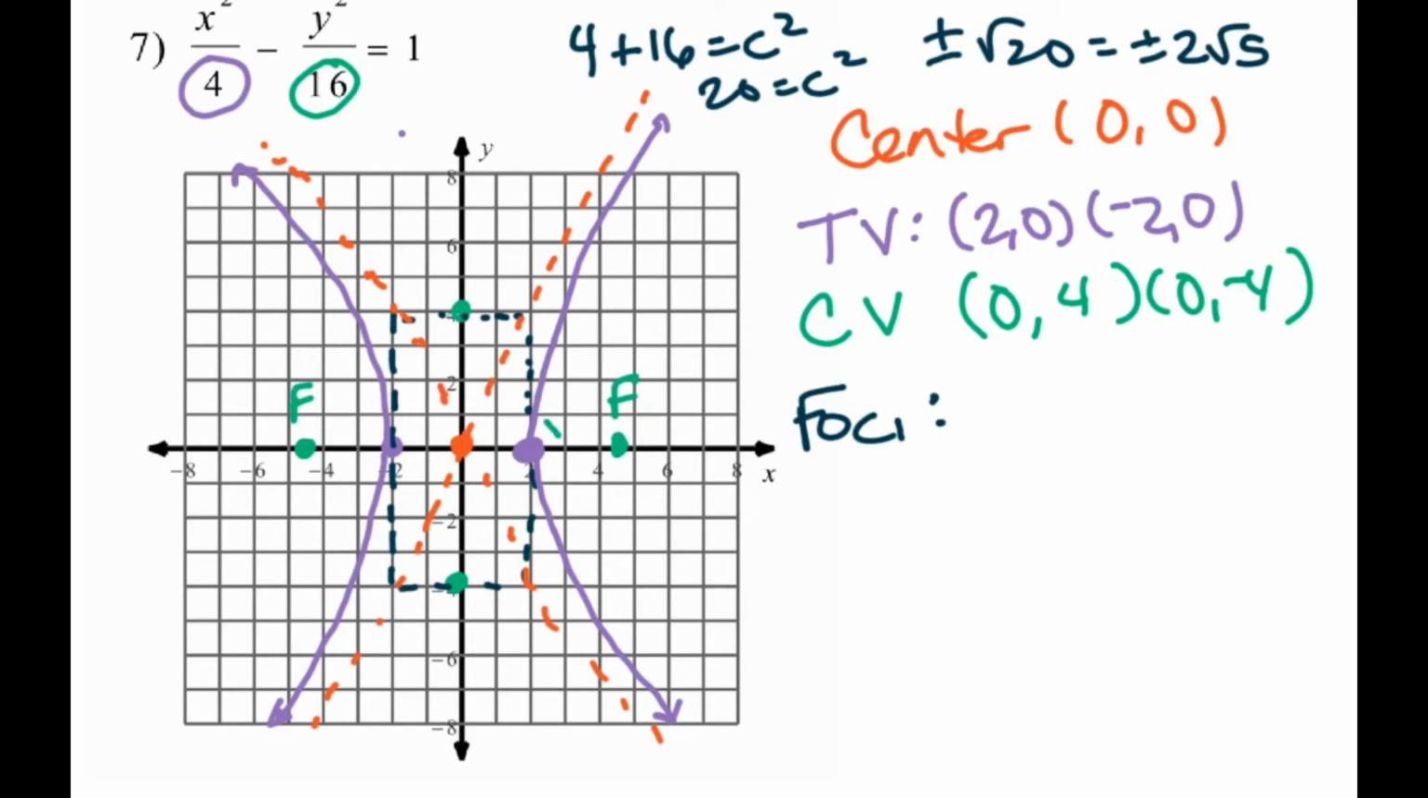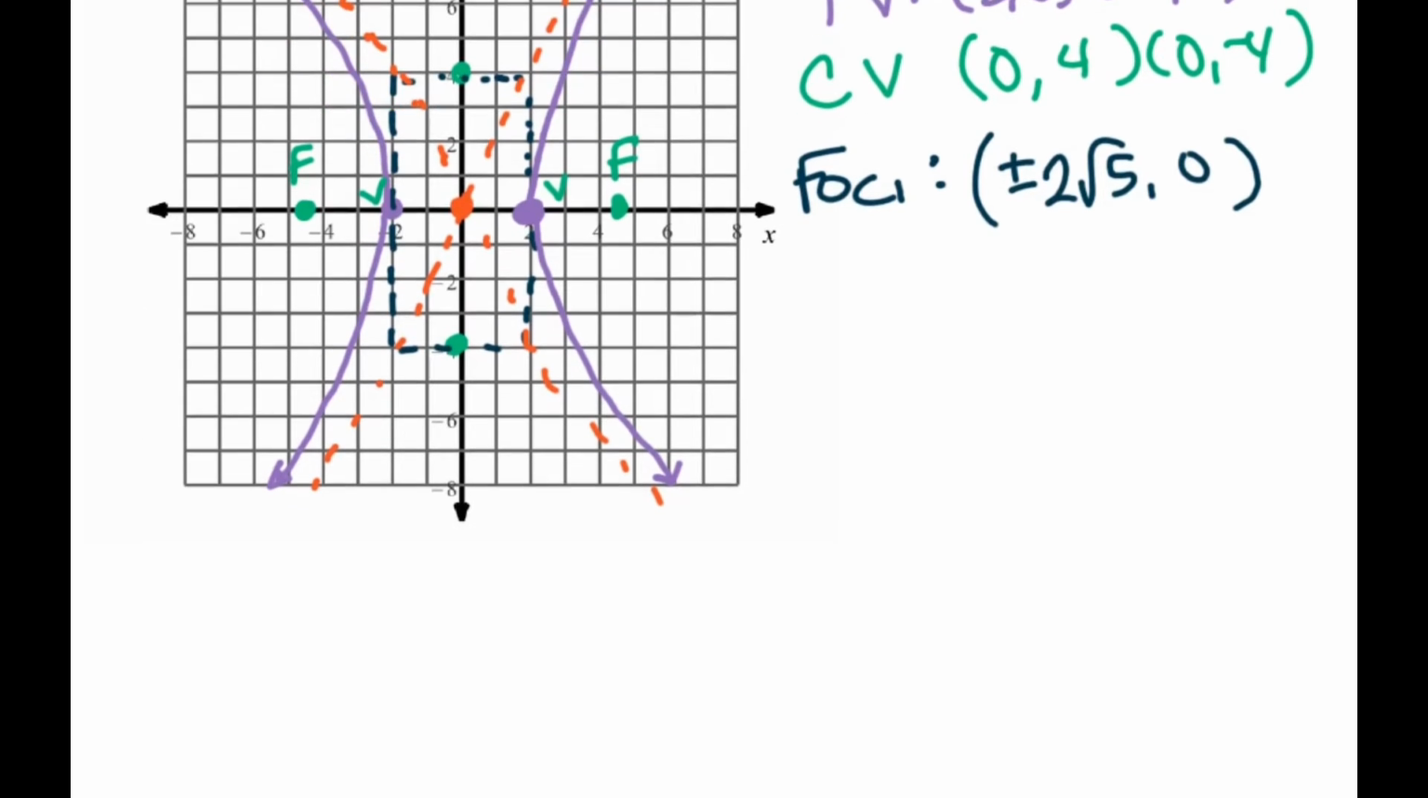These are your vertices right there. You do not have to label the conjugate vertices. So just put a V next to your vertices and F by the foci, and that's a complete graph. Okay? As far as your foci, you're going to say plus or minus 2 square root 5, comma 0, or you can do them separately. So that's how you graph a hyperbola. Okay, let's do another one.